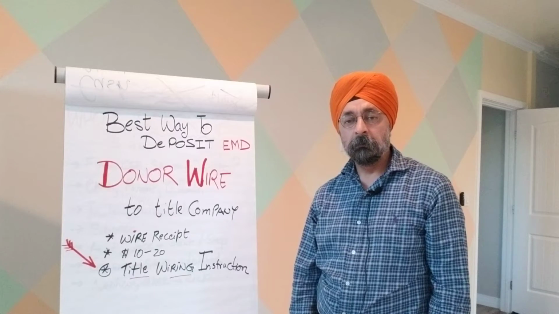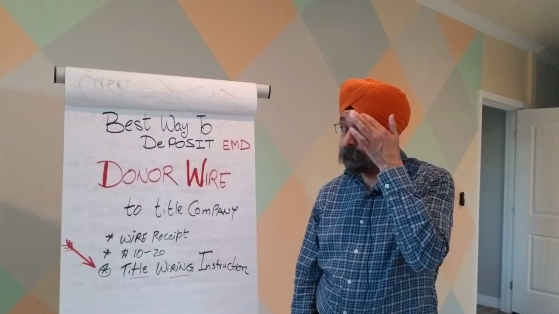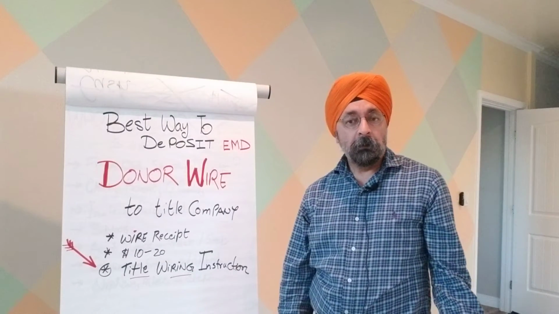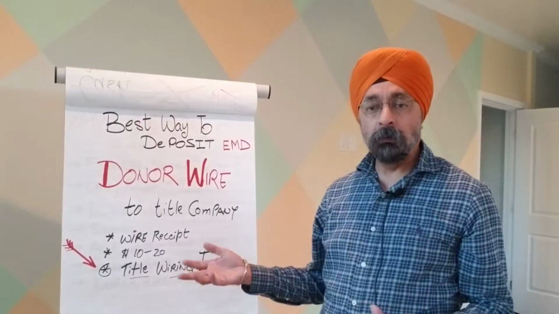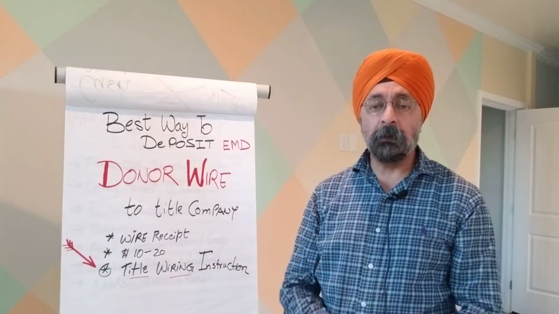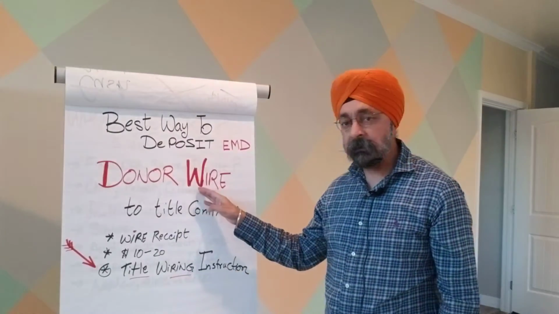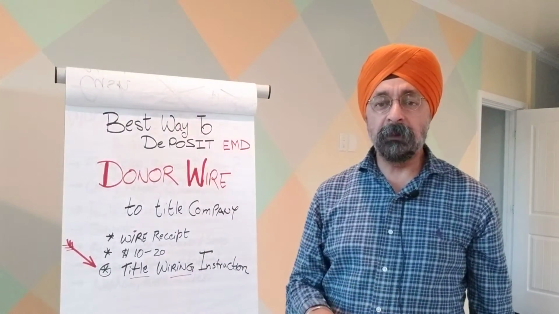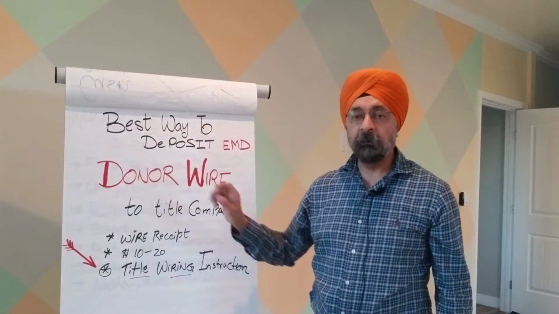So let's say you want to buy a home, and you have a donor, family members who may be able to help you out. They can wire the money directly to the title company, and we are not going to ask for any paper trail. No documentation is required if the wire is coming from a donor.